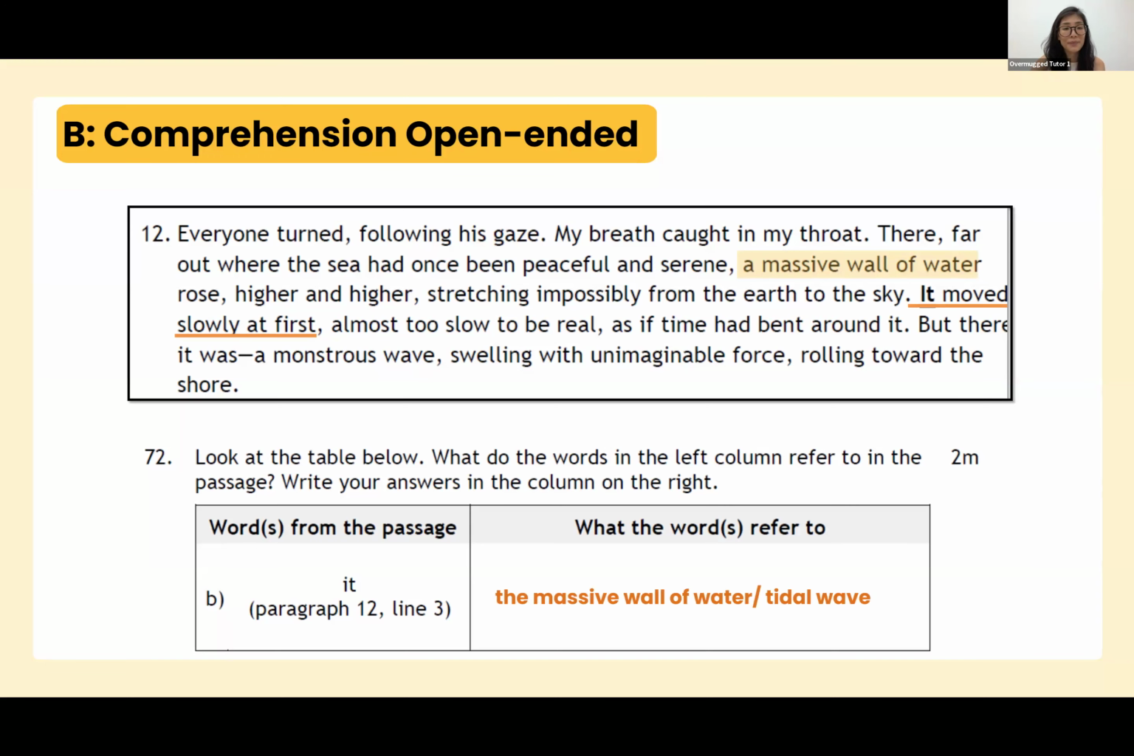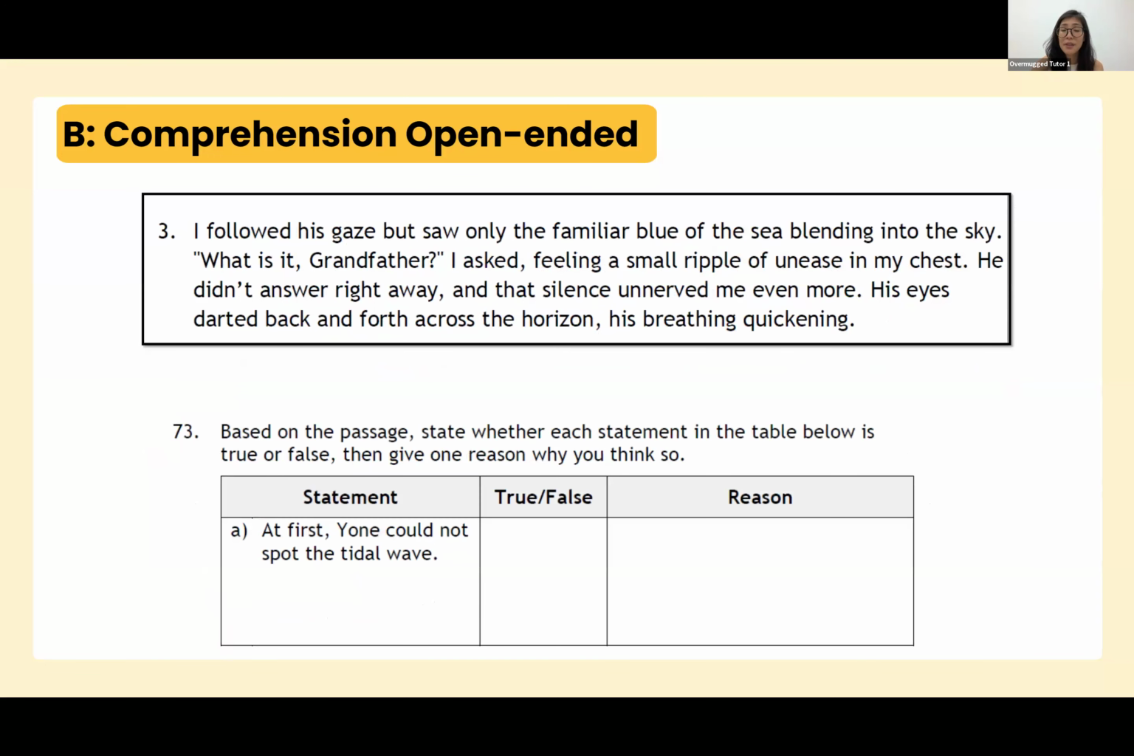Let's move on. Question 73 is your true-false questions. Now, true-false questions are usually quite straightforward to answer, but please remember that whenever they ask you for a reason, they are actually asking you for evidence. So how do you know the statement is true or false? So you have to provide the evidence.